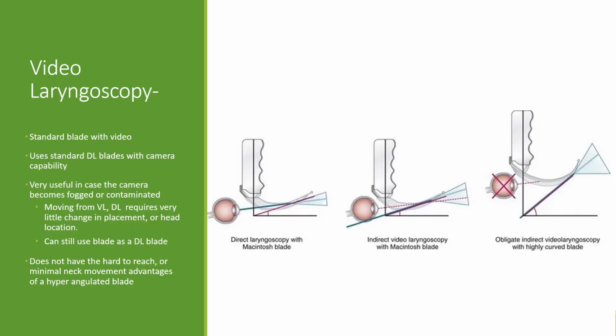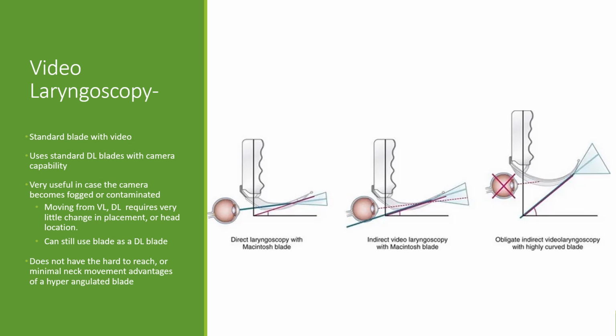The idea is that typically we're going to line up all three of our axes. The blades that have the ability to do both are some of the most useful, because if all of a sudden your camera gets fogged up, even using the solid technique, it can happen. Sometimes there's just so much blood or whatever else in there. It's not even necessarily fog, but particularly contamination. If that happens, we can still use our blade as a DL blade.